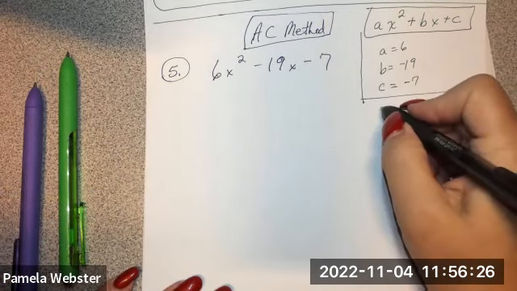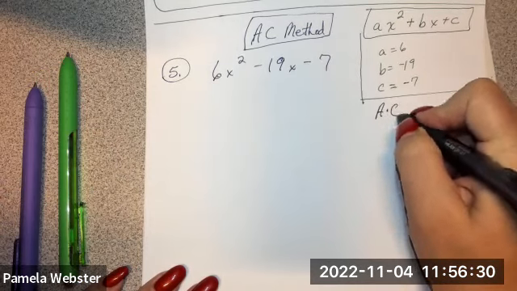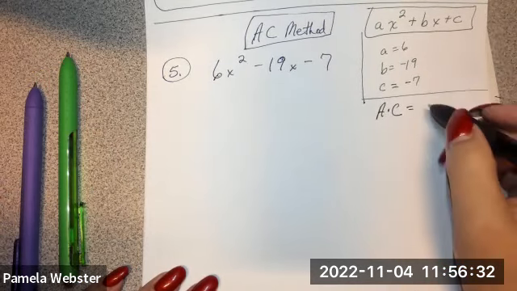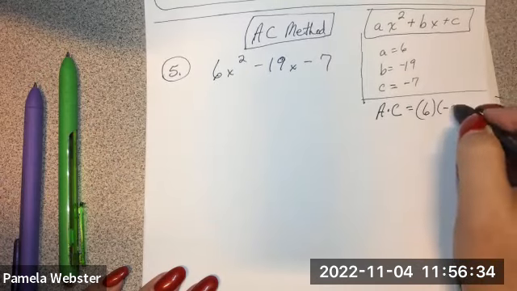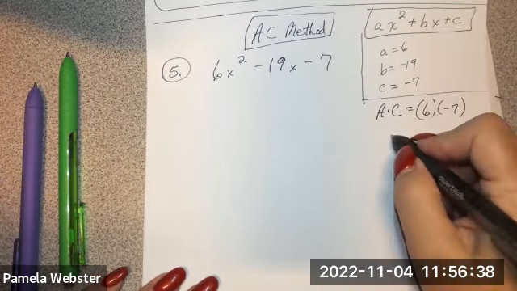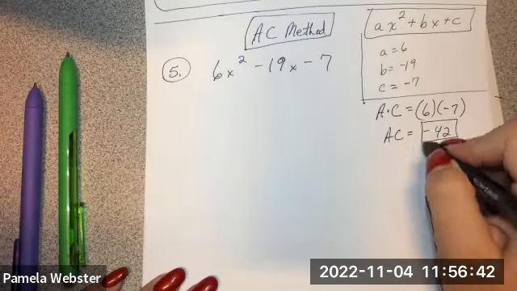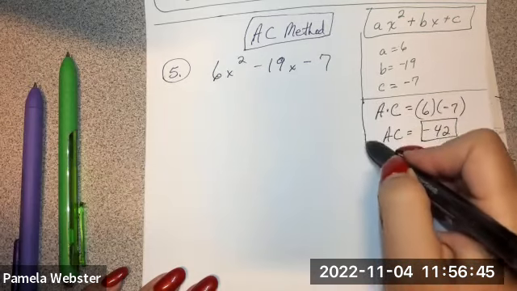So remember the AC method. I think we've already talked about it this semester, but just in case. AC is A times C. Well, that's 6 times -7, right? So that is going to be AC is -42, okay? So we have to figure out what is AC.